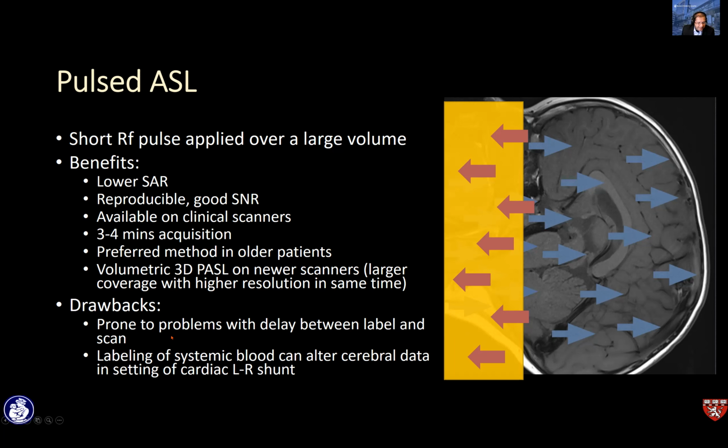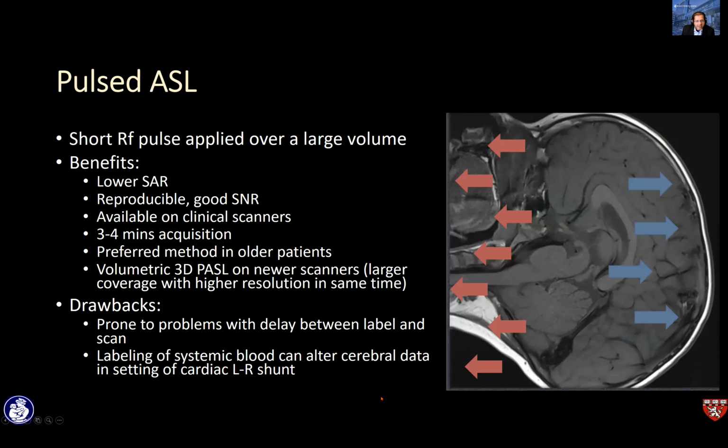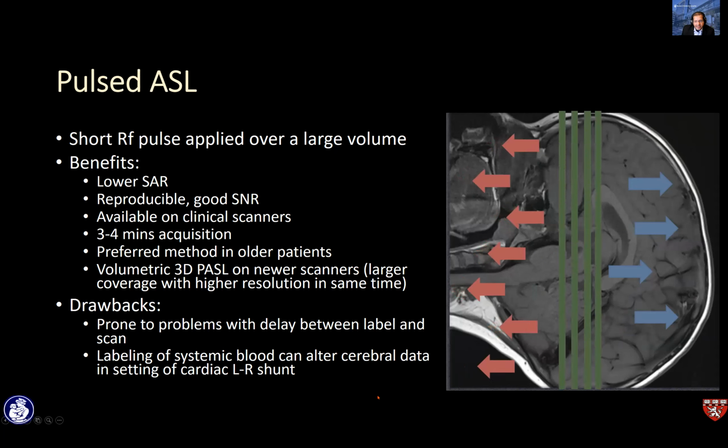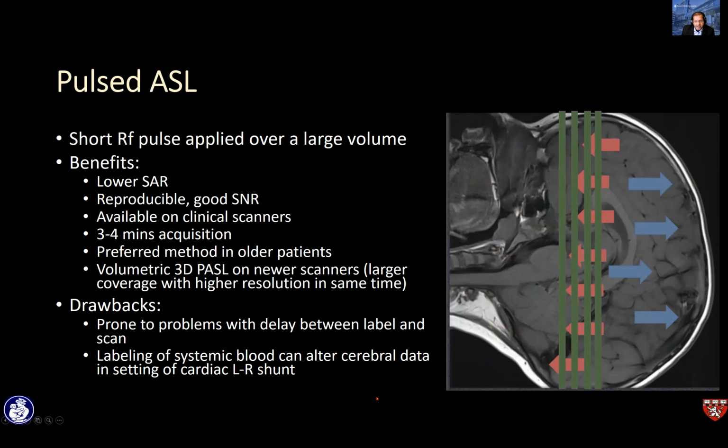The drawbacks are it's prone to problems with delay between the label and the scan. Because there is a delay, if you have really fast flowing blood, for example in neonates, it doesn't work very well. And the labeling of systemic blood can alter cerebral data, especially in patients who have shunts. So here's again the flowing blood after the magnetization going through the readout plane.